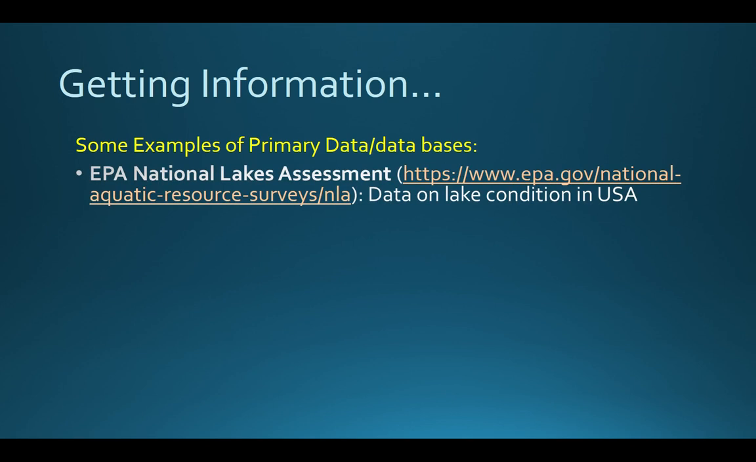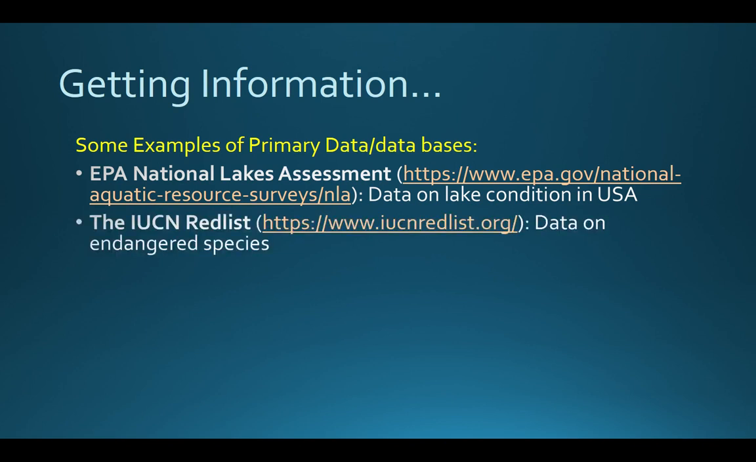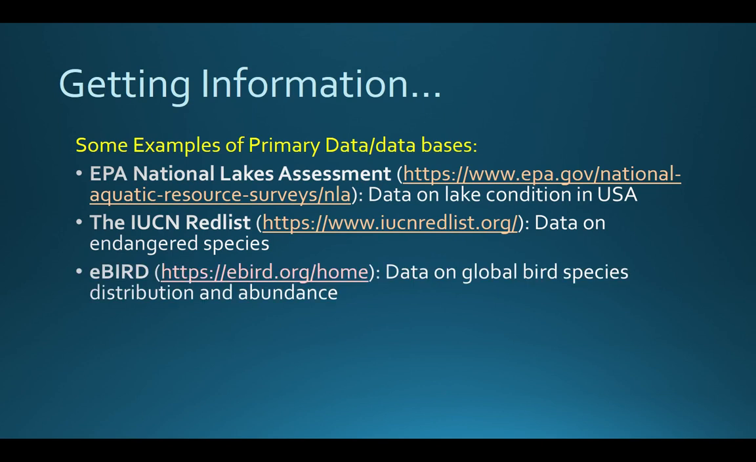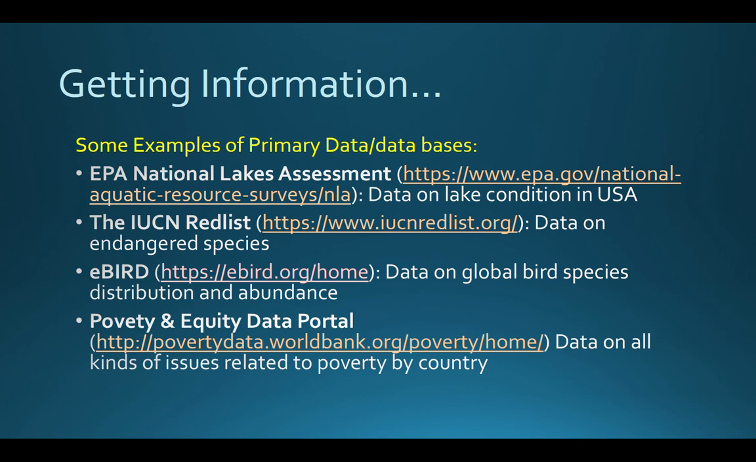We have the EPA, and they do a national lake assessment that talks about the condition of lakes in the United States. That would be a primary data set. Then we have the IUCN Red List, which addresses endangered species. eBird gives you data on global bird species and their distribution across the globe and their abundance measures. We've got poverty and equity data portals, which give you all kinds of data on poverty by country. So these are generally big searchable databases.